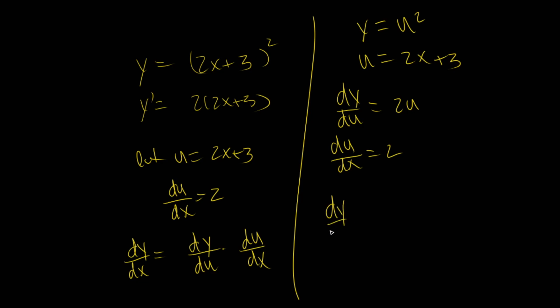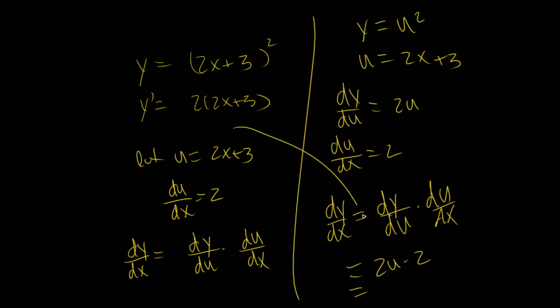So dy over dx would equal dy over du multiplied by du over dx. And this would equal 2u times 2, and we have to make the substitution back here, equal to 2 times (2x plus 3) times 2, which is equal to 4 times (2x plus 3). And you can actually do the chain rule a bunch of times.